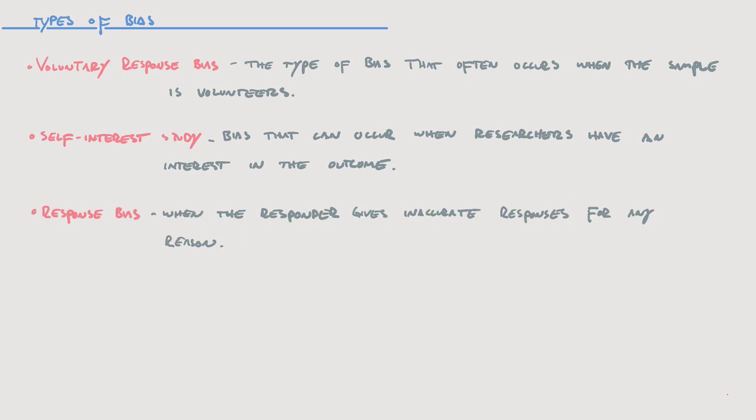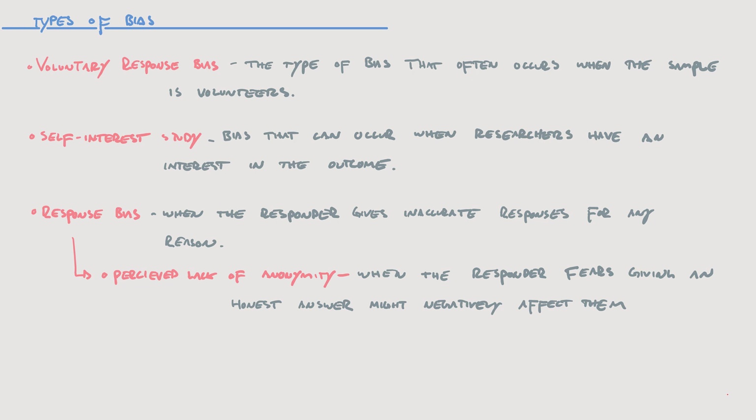Response bias just in general is when the responder gives inaccurate responses for any particular reason. So for example, a survey about how many hours people look at their phones. People might not want to actually disclose how many hours that is. And I've broken this up into two subcategories. One is maybe they have some perceived lack of anonymity, so when the responder fears giving an honest answer might negatively affect them. Or some kind of loaded question, like when the question wording influences their response.